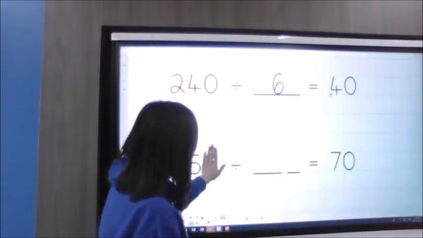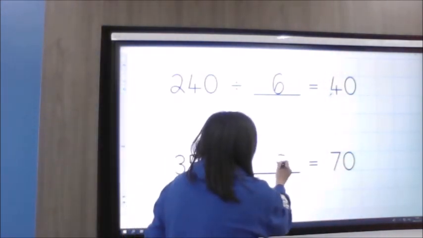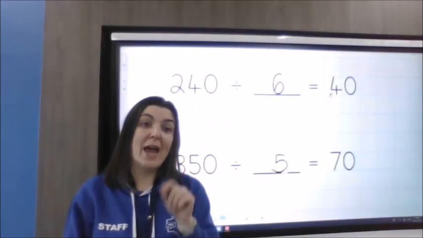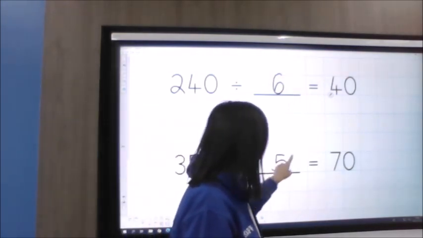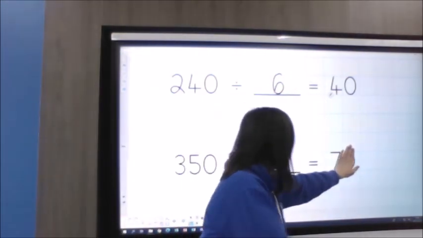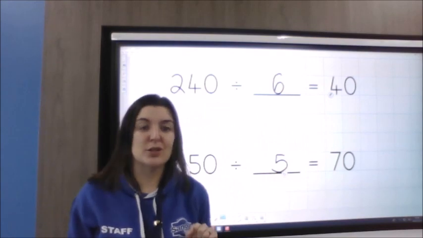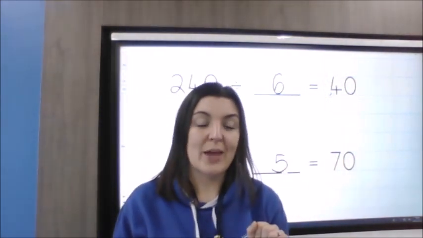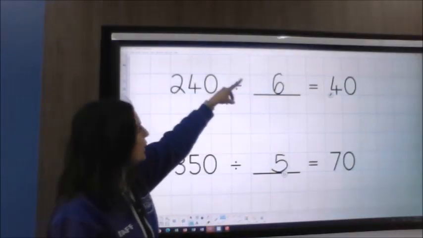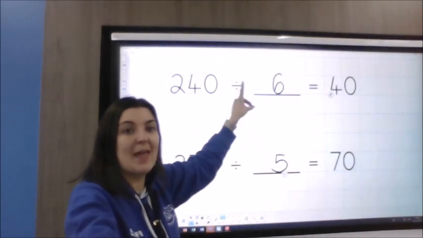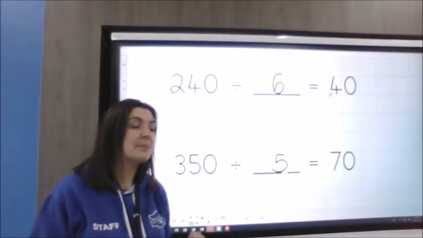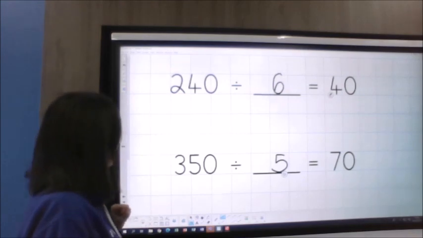So I know that 35 divided by 7 is 5. Okay, and to check it, I'm going to do 5 times 7, which I know is 35, and put my 0 back on, so I know I've got it right. Okay, so that's how you work it out if you've got a number missing in the middle. Okay, so the next one then.